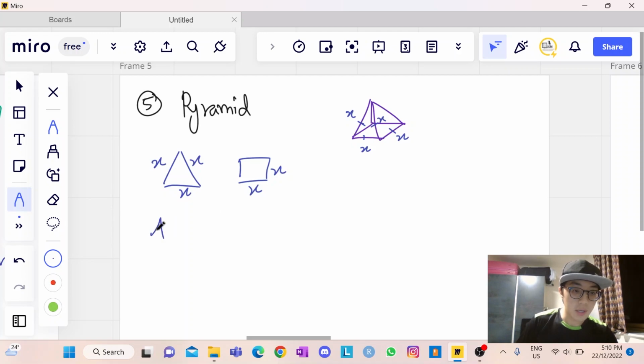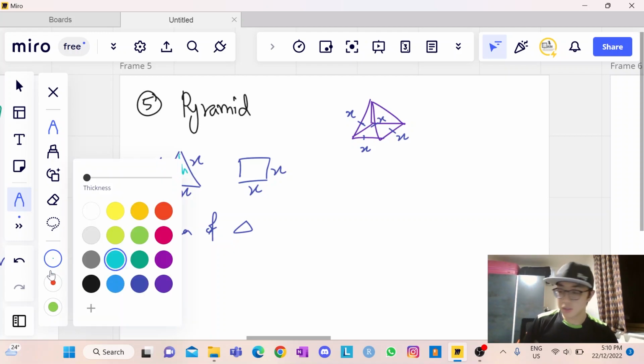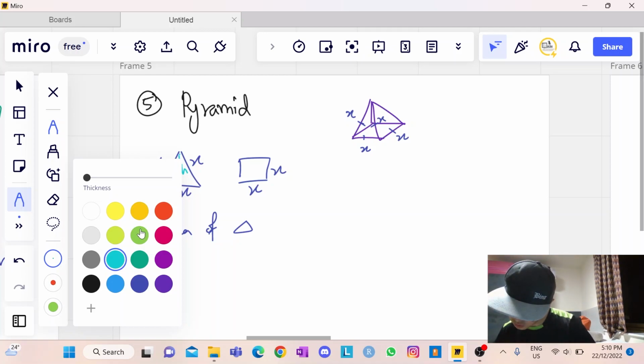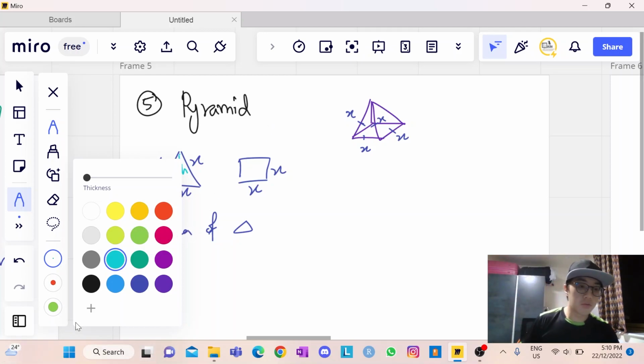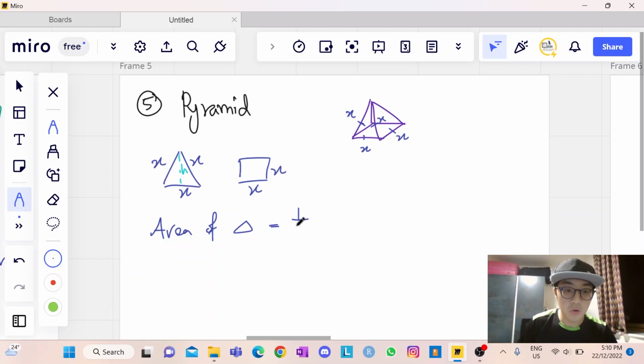The area of the triangle, you find the height using the trigonometry rules. I really think that trigonometry should be much earlier. It will be here in 3 videos' time. So the area of the triangle will be equal to 1 over 2 base times height, and the area of the base down here is equal to x squared.